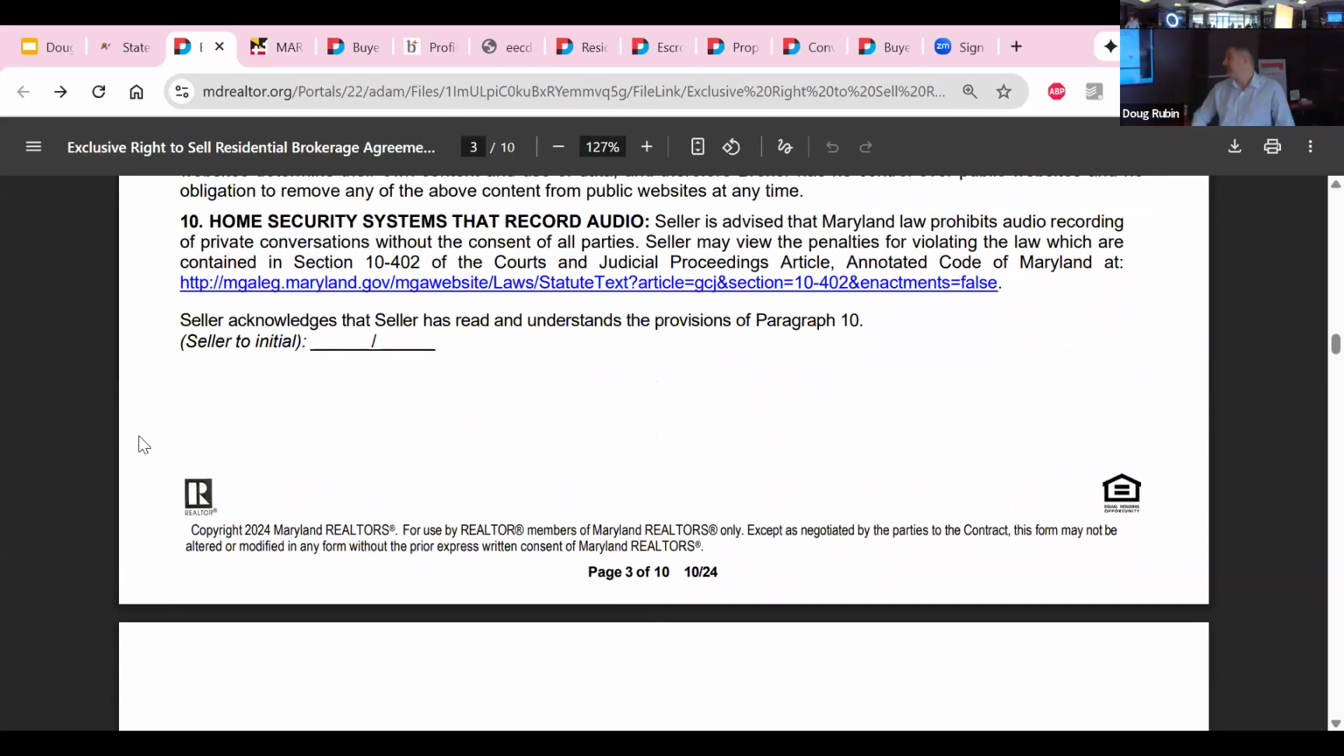I always highlight paragraph 10 here. The State of Maryland requires, what is it, two-way consent. One person can't just secretly record you, right?